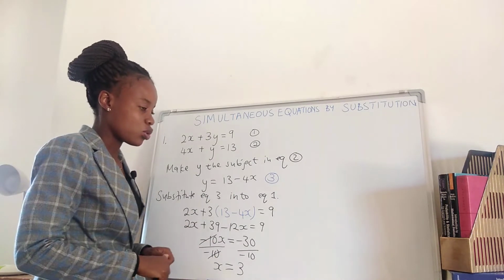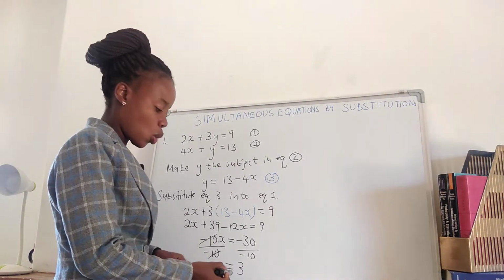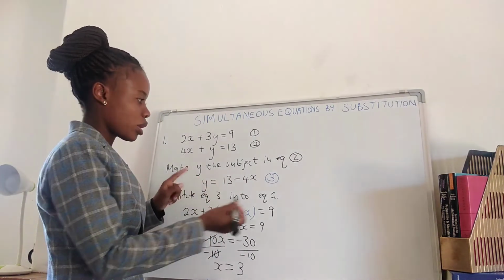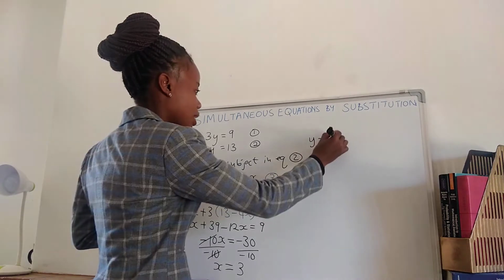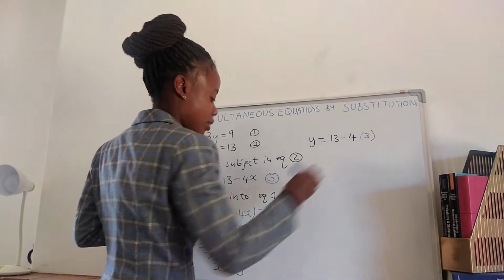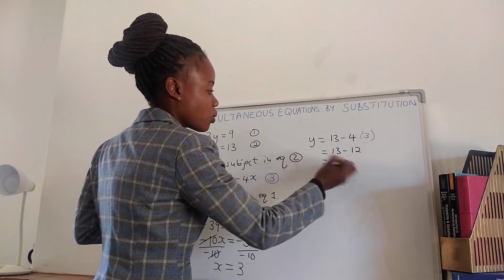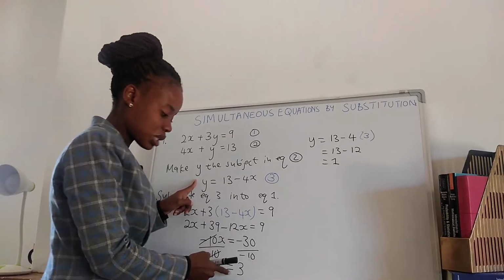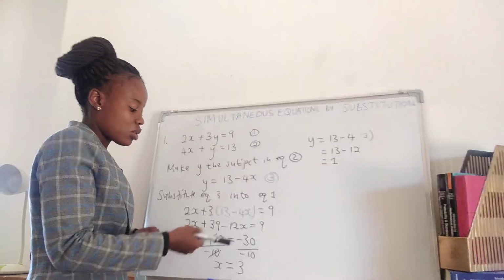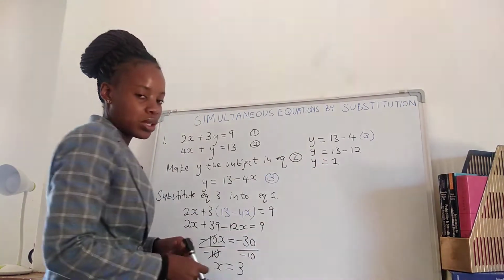Okay, now let's look for y. After you get your x, substitute your x in this equation to find your y. So we're going to have y equals 13 minus 4 times 3, right? So this is going to be 13 minus 12, which equals 1, right? If you don't want to substitute your 3 in this equation, you can choose any of these to substitute your 3. You're going to find the same one, okay? y equals 1.